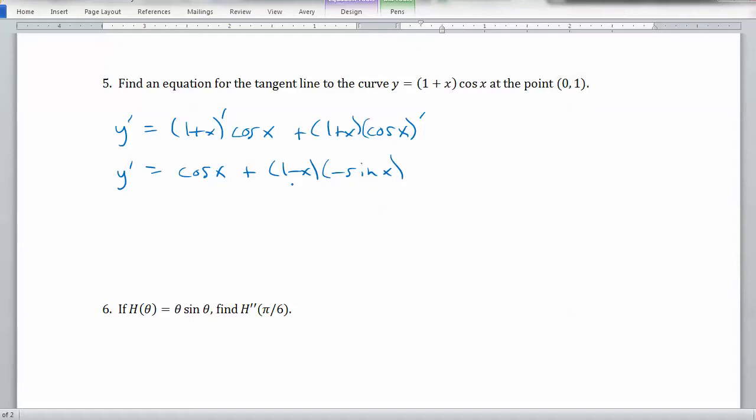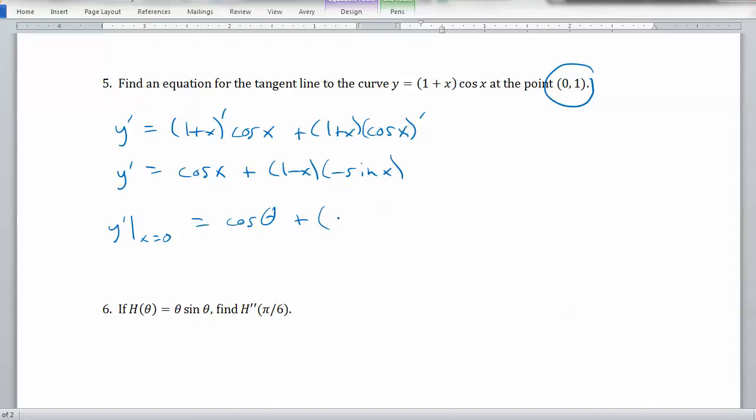And that's going to give me the slope of the tangent line, right? But it kind of gives me the slopes of all the tangent lines to the graph. But I only want the tangent line at this particular point. Okay. And the 0 here is the x-coordinate of the point. So I want to know what y prime is when I evaluate it at x equals 0. Okay, so let's just plug in 0. So it's going to be cosine of 0 plus 1 minus 0 is 1.